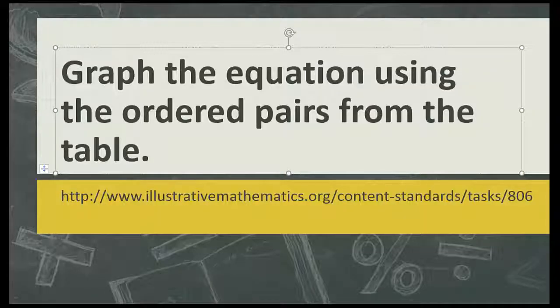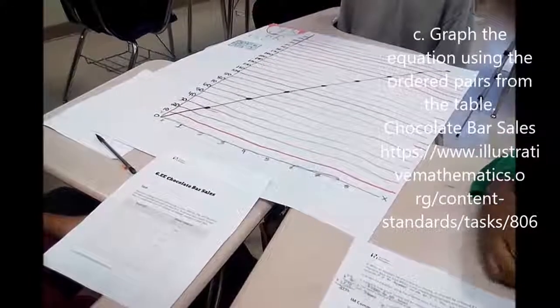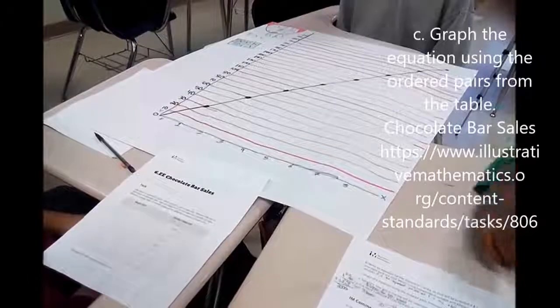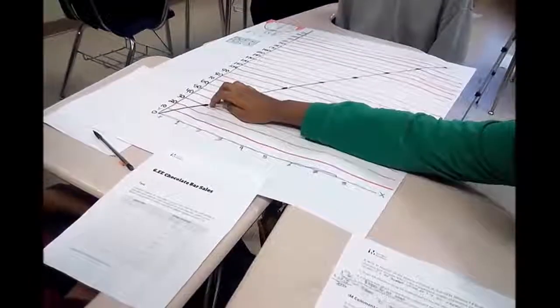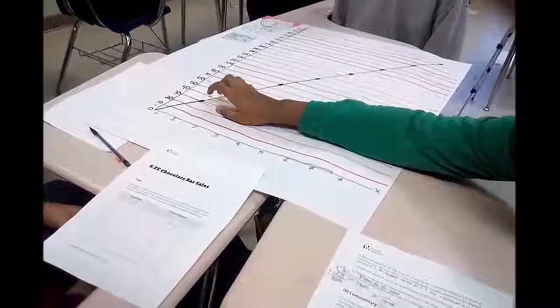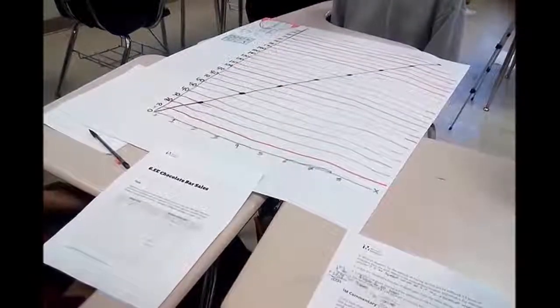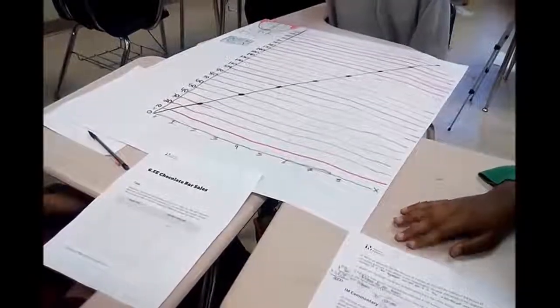The following clip shows a student addressing the Chocolate Bar Sales task in relation to the graph and the equation. On this graph, it says one box equals $30, and on this graph, it also says the same, and we use repeated addition to get how much money you will get for these boxes.